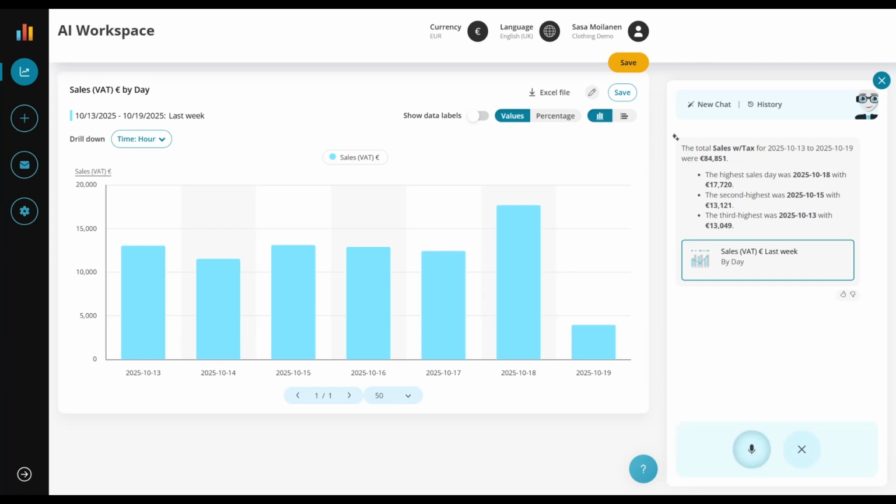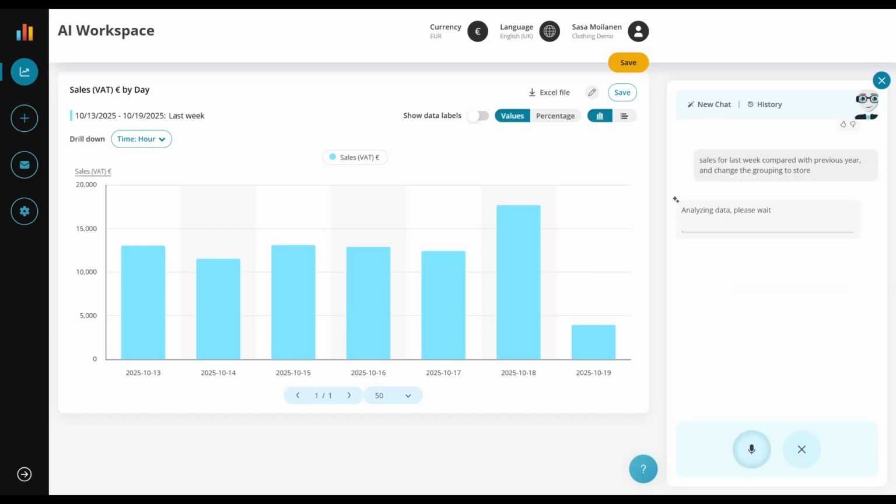Hello there. How can I assist you today? Show me sales for last week compared with previous year and change the grouping to store. Sales for last week compared with previous year and grouping changed to store. Got it. I'm running the numbers now.